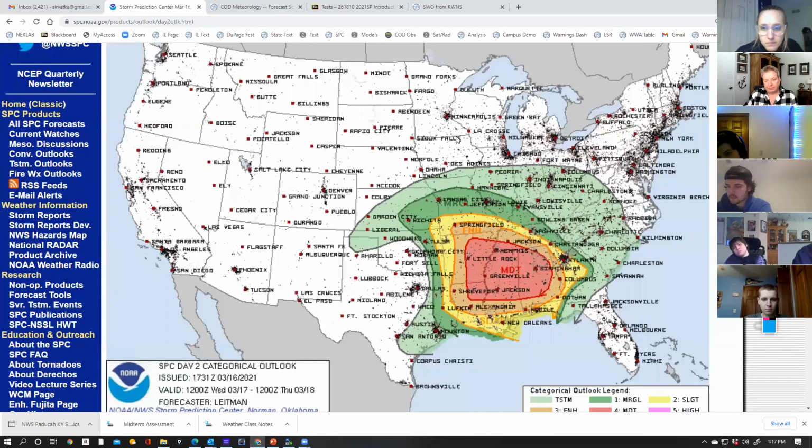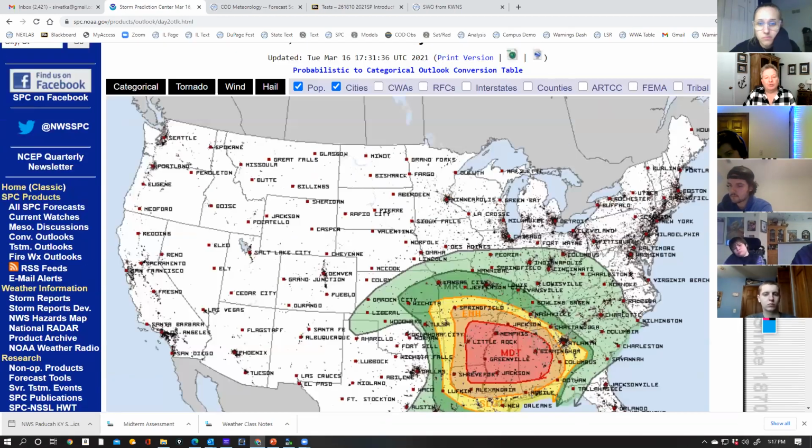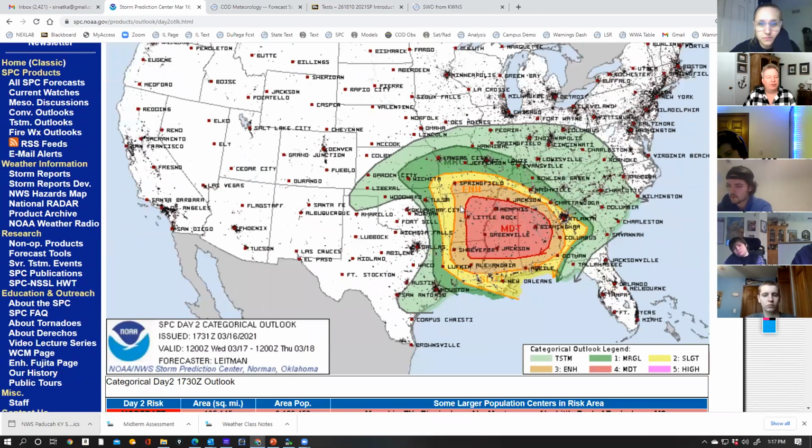There's your interstate. Almost 10 million people in that moderate risk. So yeah, 8.1 million people are in this region. And if you think there's going to be serious tornadoes, you're going to get death and destruction tomorrow. So it's a really serious situation this time of year.